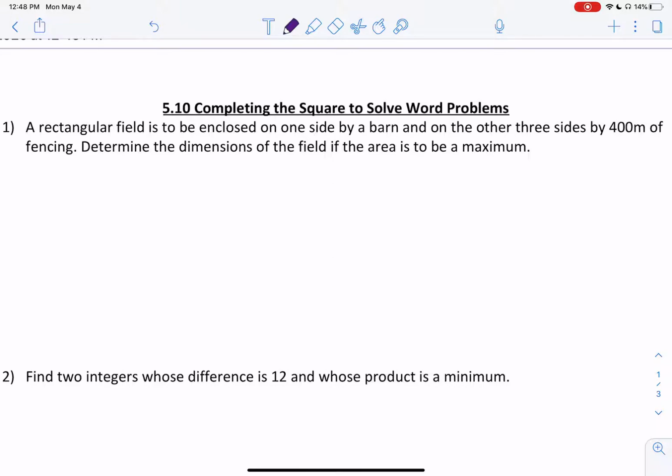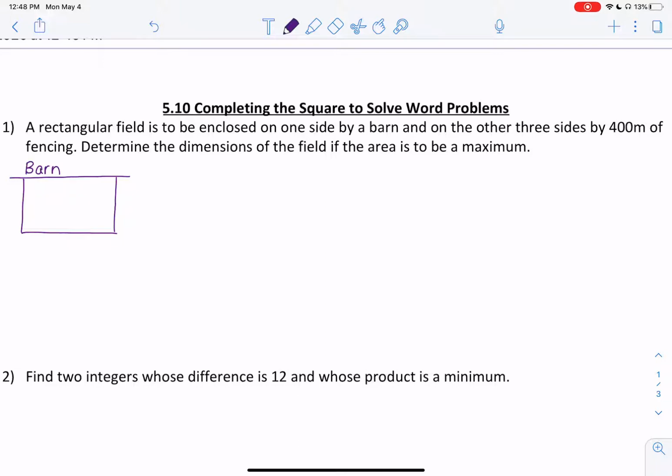So the first thing I want to do is I always want to draw a diagram. Anytime that we have some sort of word problem, it's always a good idea to start with a diagram just to organize our thoughts a little bit. So here's my barn right here. And then I'm enclosing a rectangular area. So it's going to look something like this.